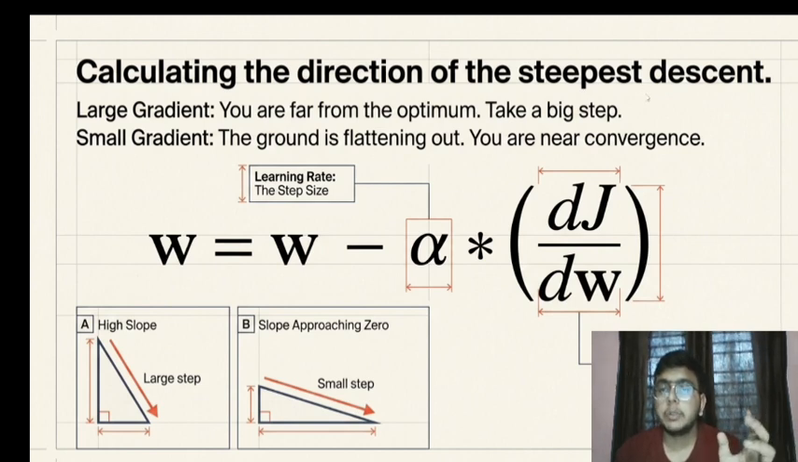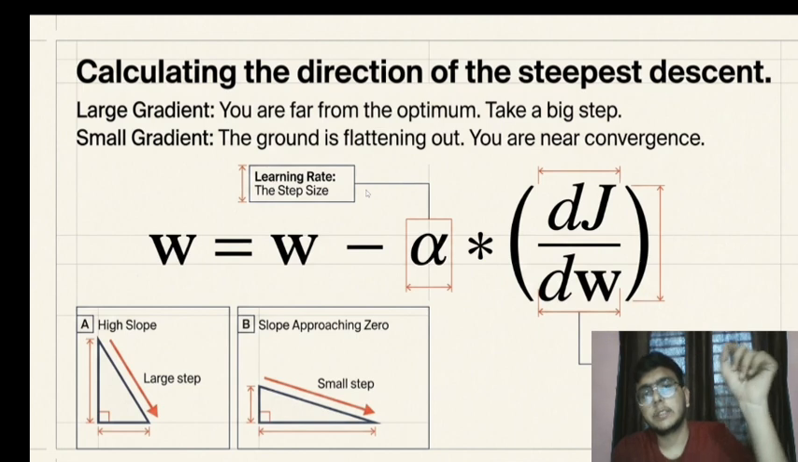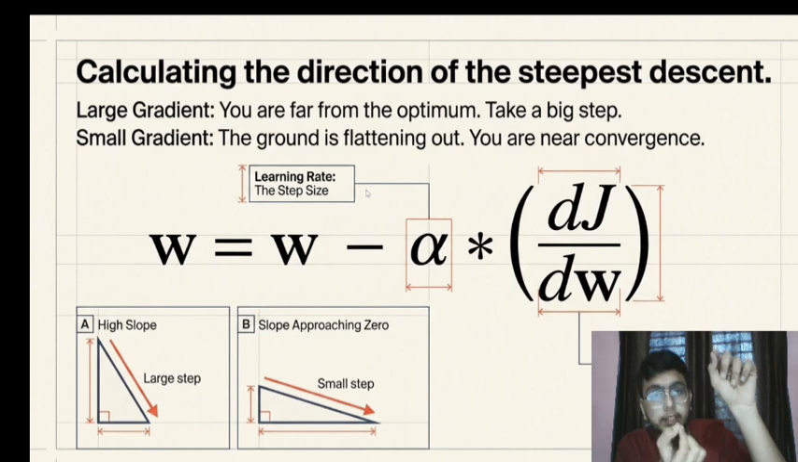To formalize that, w new equals w old minus alpha times dJ by dw. dJ by dw is nothing but the differentiation of your cost function, meaning your mean squared error. Alpha is the size of the step which you take. W old is the old w and w new is the new w. What does it mean? Let's say you are at this point and you want to reach here. At this point the value of w is 30, meaning your weight is 30.